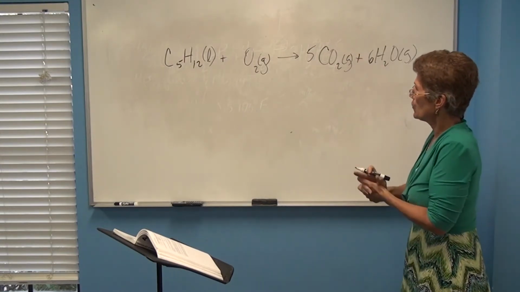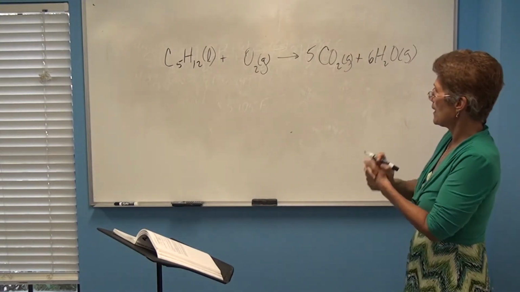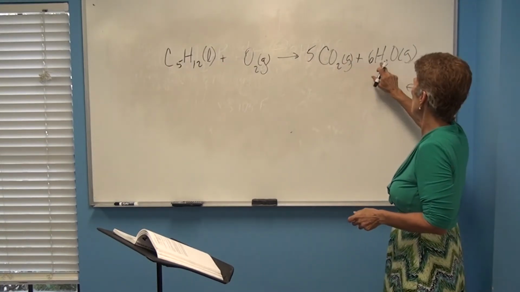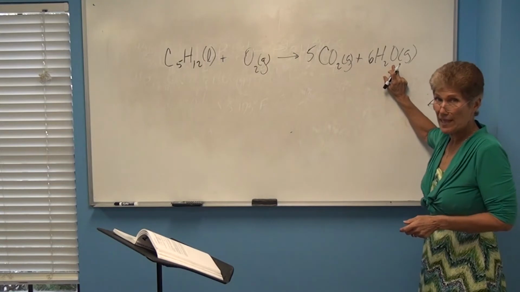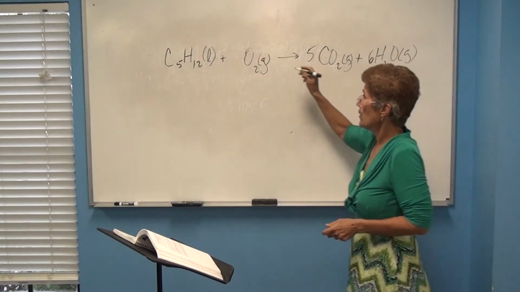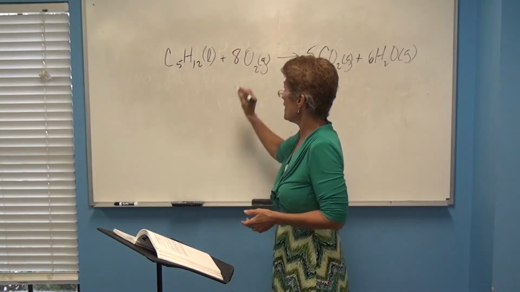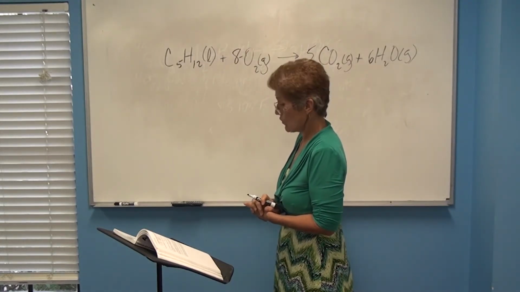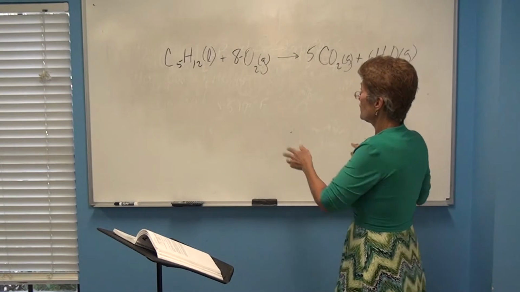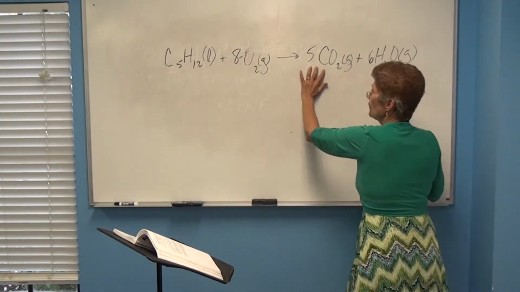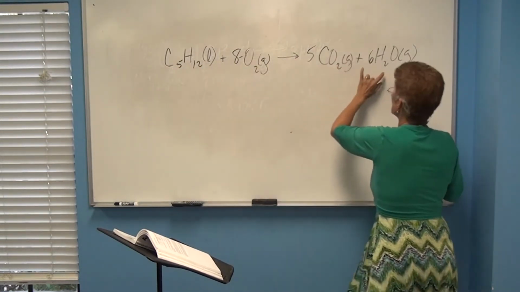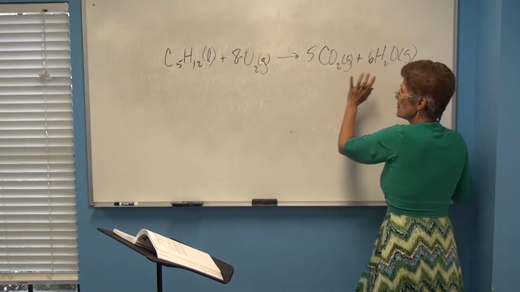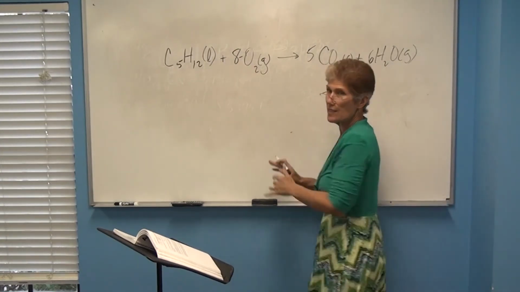Now I have the right numbers of carbons and hydrogens. I have 10 plus 6. Wow, that made that easy. 10 plus 6 is 16, so I can just go like this and put an 8 in here, can't I? And that gives me 16. And so, let's check it. 5 carbons, 5 carbons, 12 hydrogens, 12 hydrogens. 10 plus 6, or 16 oxygens, 16 oxygens.